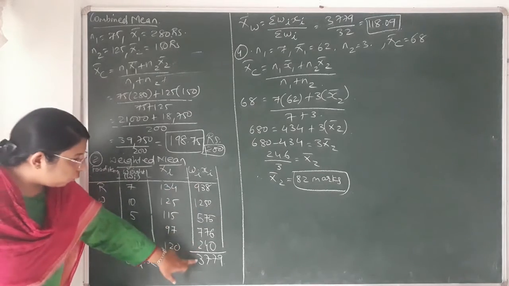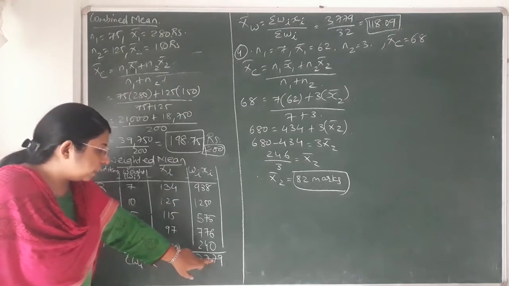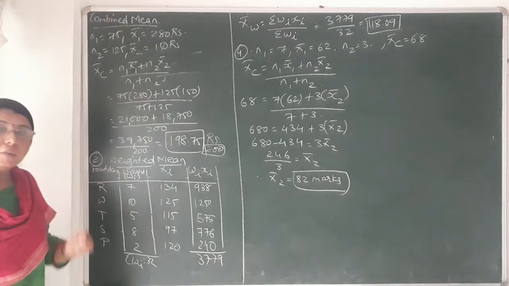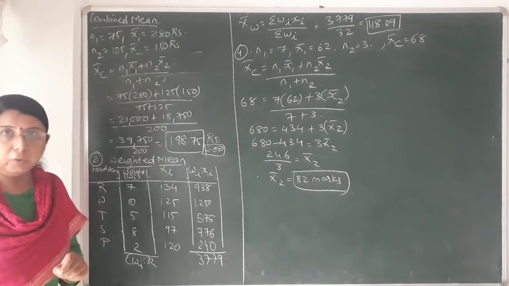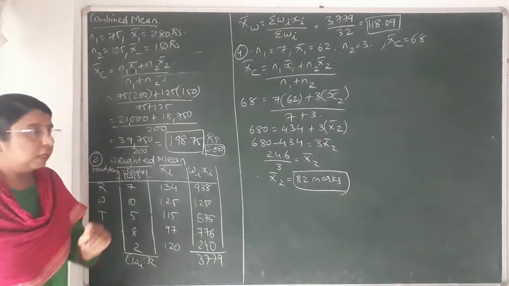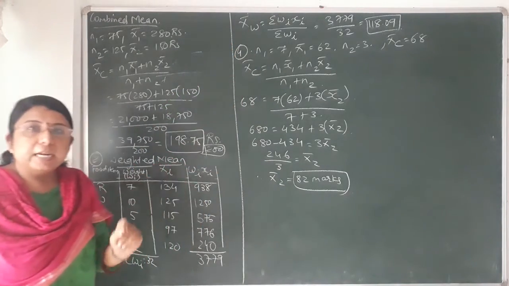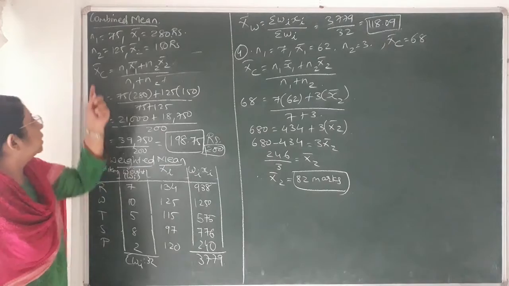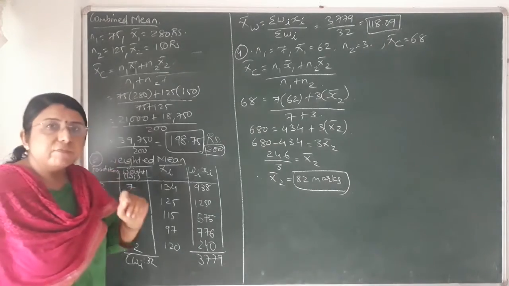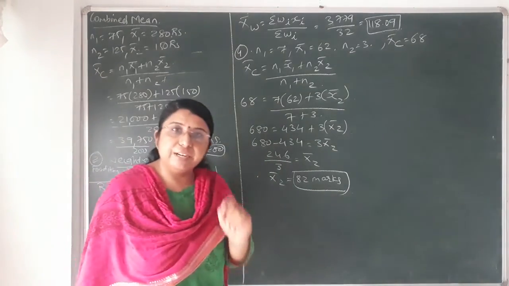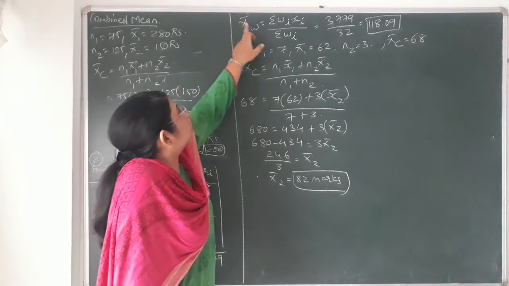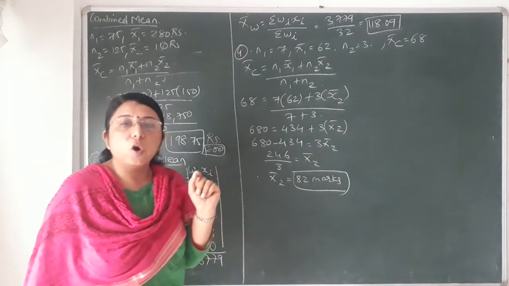Now do the total of all this, you will get 3779. That is sigma WiXi. Okay, sigma WiXi. Now what is the formula to find the weighted mean? As we were writing symbolically combined mean as X bar C, in the same way to write symbolically weighted mean, we are writing X bar W. W is for weighted mean.